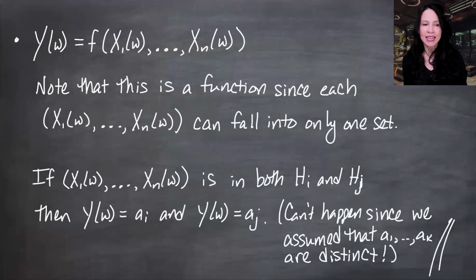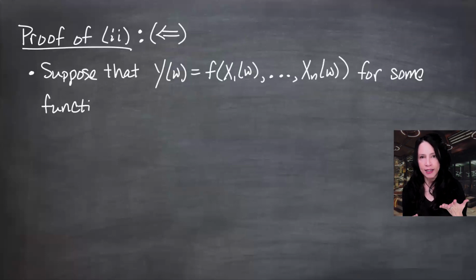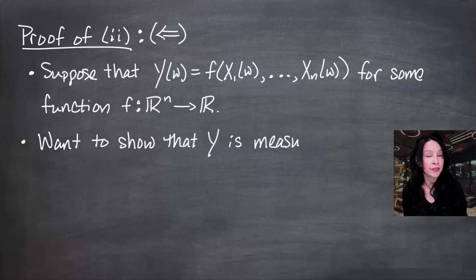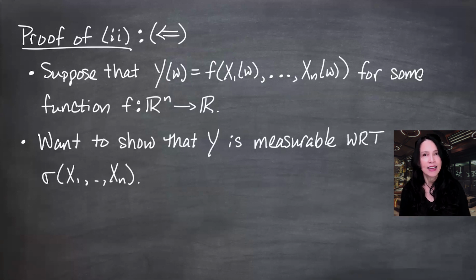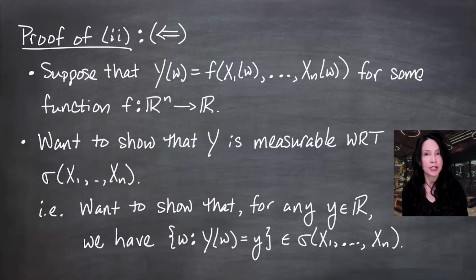Let's go the other way. So now I'm going to assume that y is a random variable defined like this. Y of omega is equal to f of x1 of omega through xn of omega for some function f from Rn to R. I want to show that y is measurable with respect to the sigma field generated by x1 through xn. And this means that I want to show that the set of omega for which y of omega is equal to any particular real number, I'm going to call it little y so it matches, but you can call it x, is in the sigma of x1 through xn.